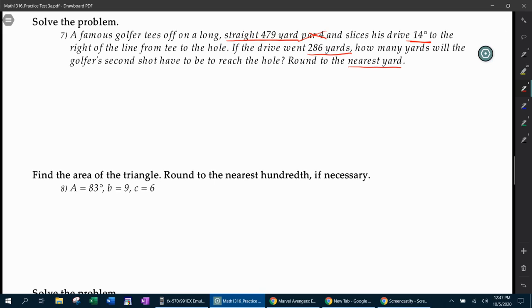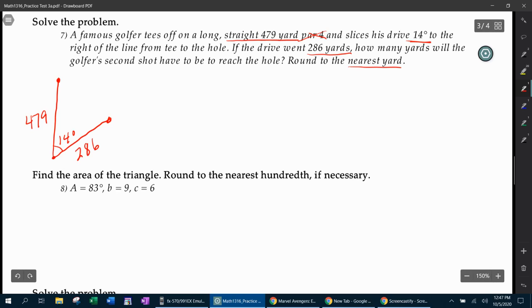So it might help if we draw a picture here. So let's say from the tee box to the hole is 479. And remember, he sliced it 14 degrees. He sliced it to the right. And it says if the drive went 286 yards. So that's your distance there. What we're looking for is X. We want to know how long his second shot needs to be if he wants to put it in the cup.